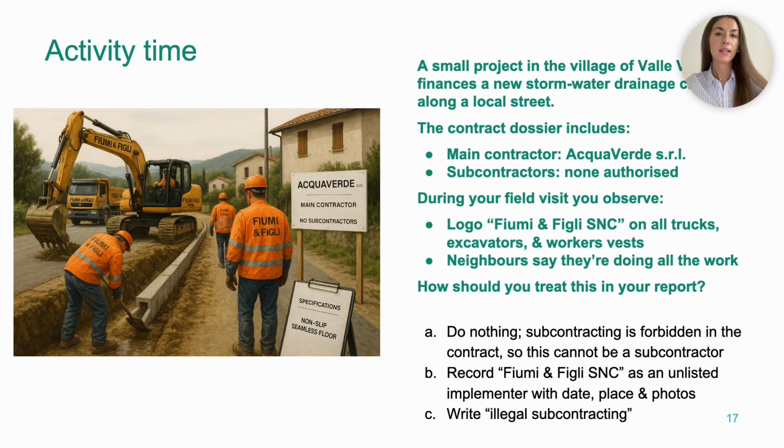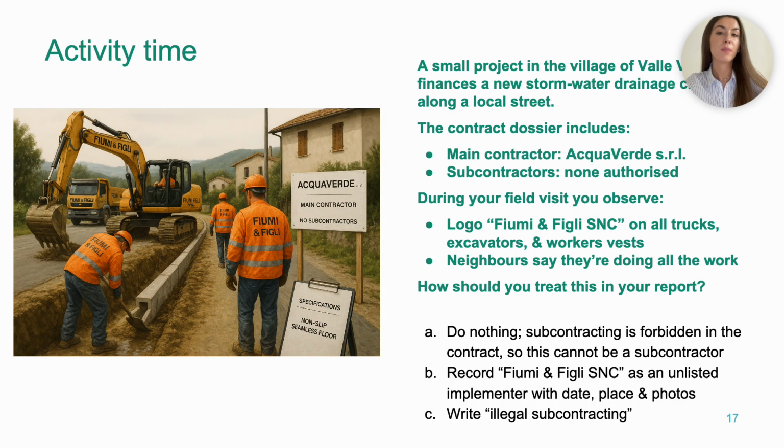Now, looking at it in practice, this question brings us back to Corruption Scheme 3, but this time in a local flood drainage project. The setup is very simple. On paper, the contract for the stormwater channel in Valverde says main contractor, Aquaverde SRL, and no subcontractors authorised. On site, however, as you can see in the photo here, every visible identifier belongs to another company. Excavators, trucks and vests all show Fiume and Figley SNC, and residents say that they're the ones actually doing the work on site. So the question here is, how should monitors treat this?